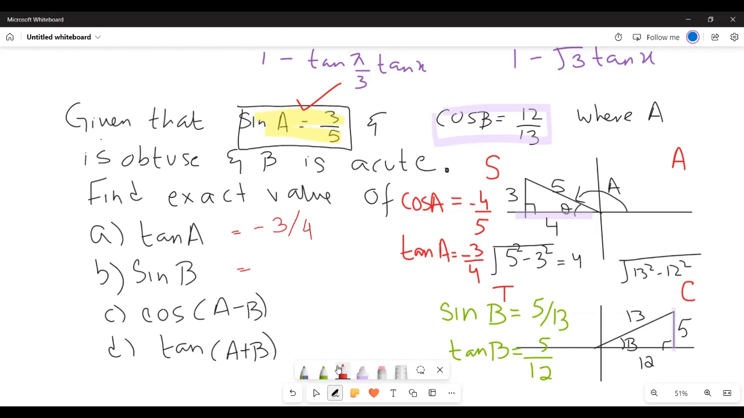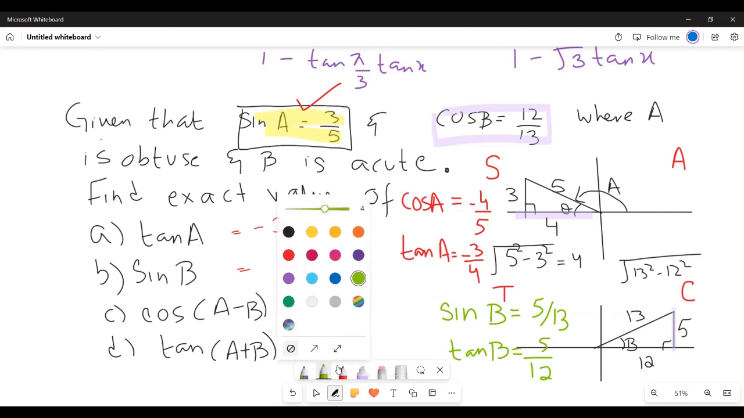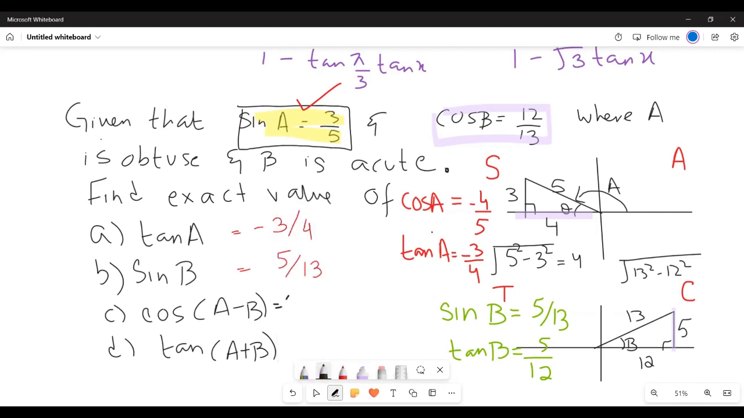Sine B is 5 by 13. We know from here, we've already found that out. Okay. Cos A minus B, we're going to use the subtraction formula, which is cos A times cos B minus sine A times sine B. So cos A is minus 4 by 5. Cos B is given in the question, 12 by 13. Minus sine A is also given in the question, 3 by 5. And sine B is 5 by 13.